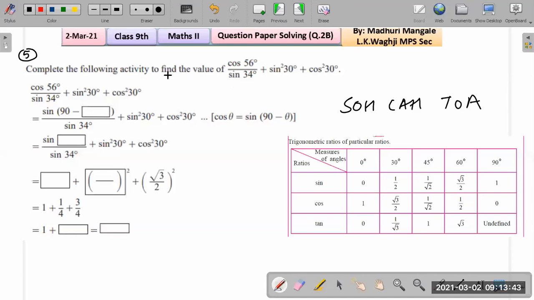This is a simple question where you have to complete the activity to find the values. To find these values, we need to know the table. To fill this first box, it is just simple common sense. Look at the reason they have mentioned here: cos theta equals sine of (90 minus theta). Whatever angle theta is written over here, the same angle is to be written over here. If it's x over here, we write x. If it's y, we write y. If it's 10 over here, we write 10.